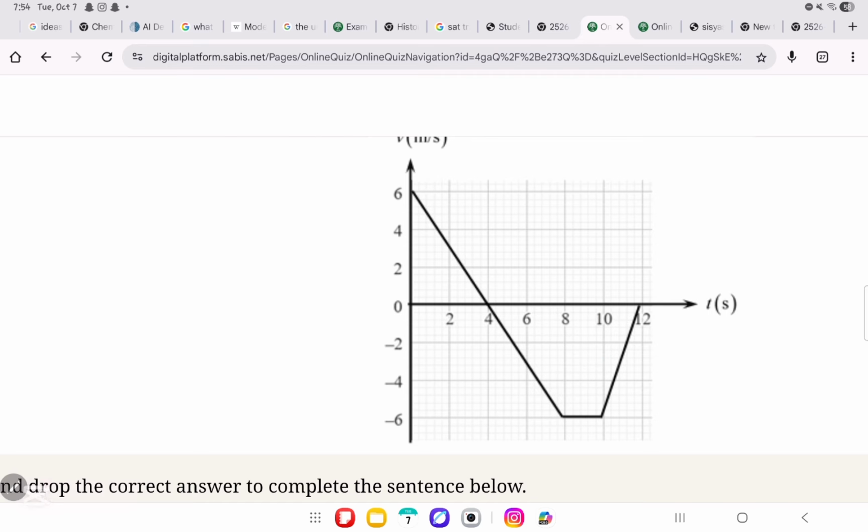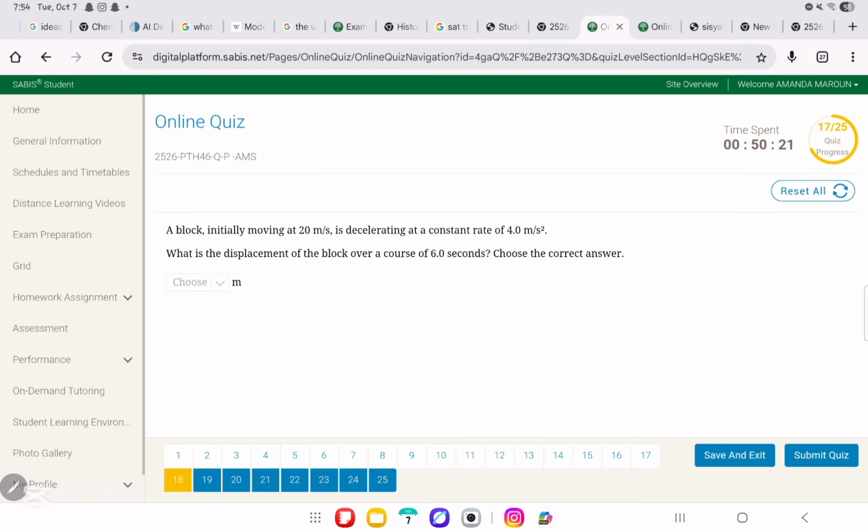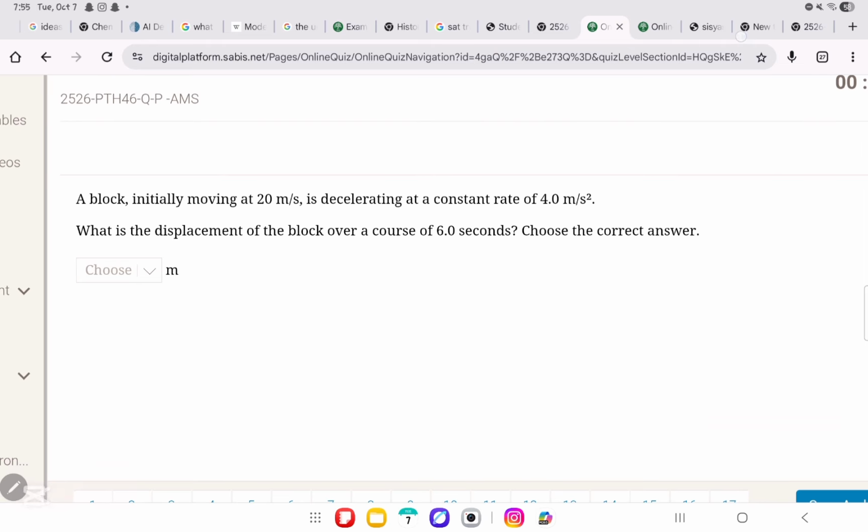Question number 18. Let's move on now to question number 18. A block initially moving at 20 meters per second. So this is V initial. Is decelerating. Very, very important: it's going to be minus acceleration. At a constant rate of 4 meters per second. So this is our acceleration. Remember, it's decelerating, so it should be minus 4 meters per second squared.